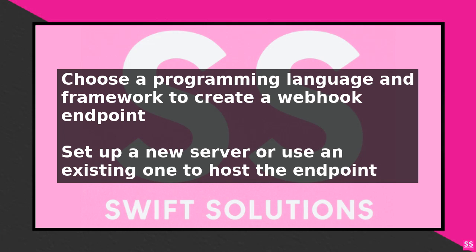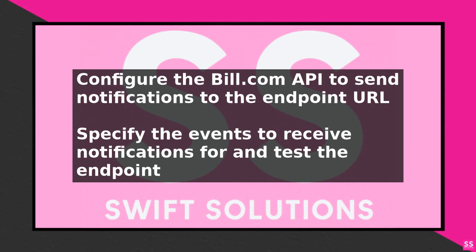Once the webhook endpoint is set up, configure the Bill.com API to send notifications to your endpoint. This is done by providing the URL of your webhook endpoint and specifying the events you want to receive notifications for. To test the webhook, use a tool like Postman or curl to send a test notification to your endpoint.